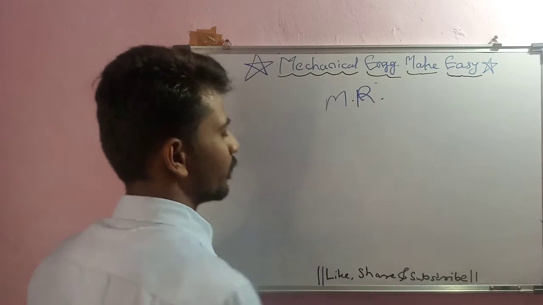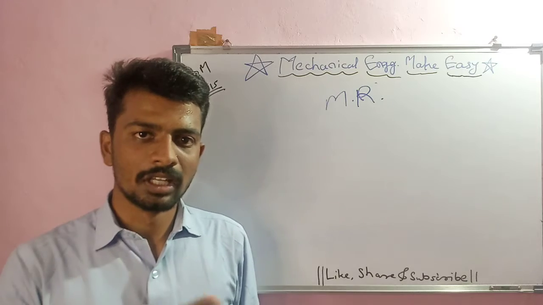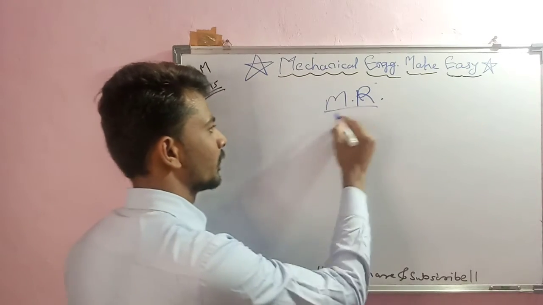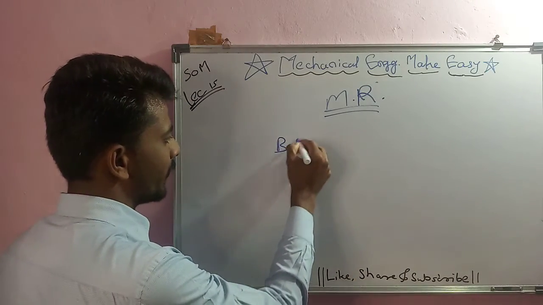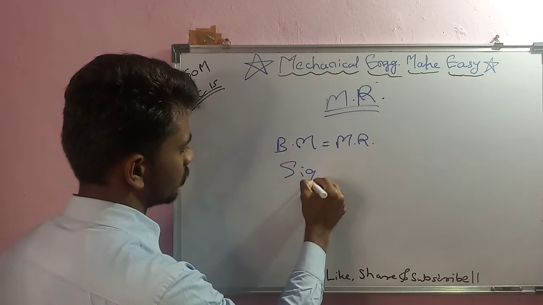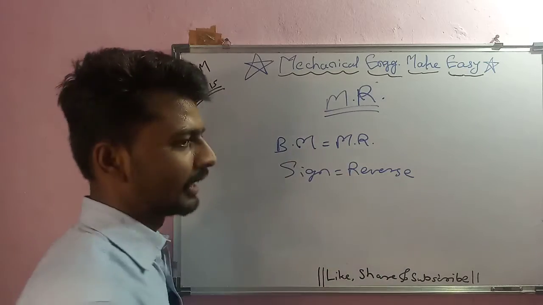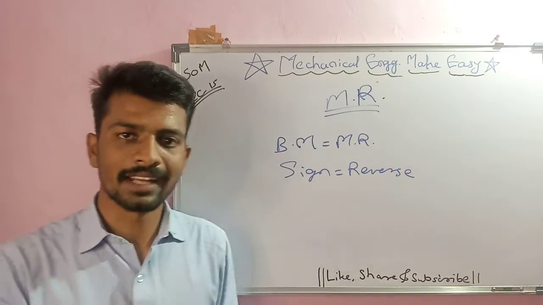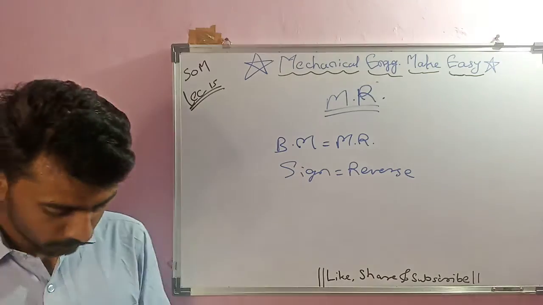So what exactly is moment of resistance? Moment of resistance is the moment generated internally in the body to resist the bending moment. The magnitude of the bending moment will be equal to the magnitude of the moment of resistance, but the sign will be reverse. For example, if the bending moment is in the clockwise direction, then the moment of resistance will act in the anti-clockwise direction. This is nothing but moment of resistance.